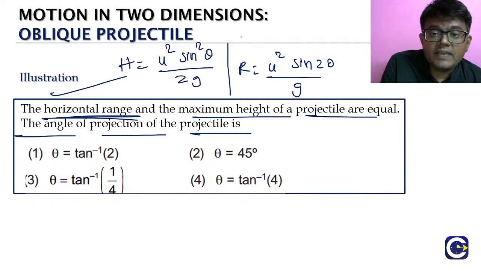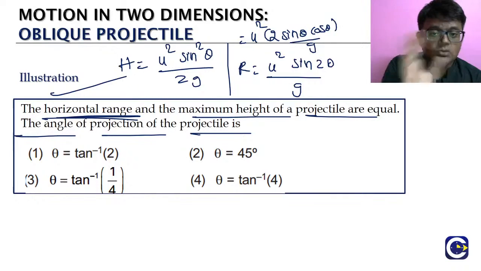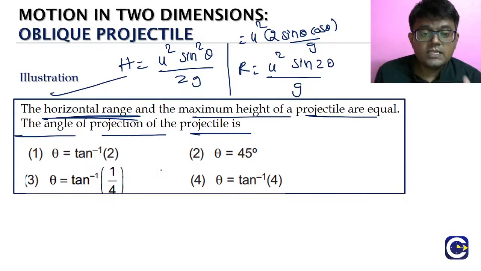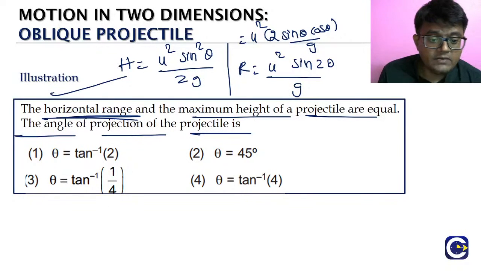Otherwise, we can write it in another way. Instead of sin 2 theta, what can we write? Because sin 2 theta is equal to 2 sin theta into cos theta, the range is u square into 2 sin theta cos theta by g. So here they say the horizontal range is equal to the maximum height. If so, they are asking what is the angle of projection. What did we do? We equated the two values.